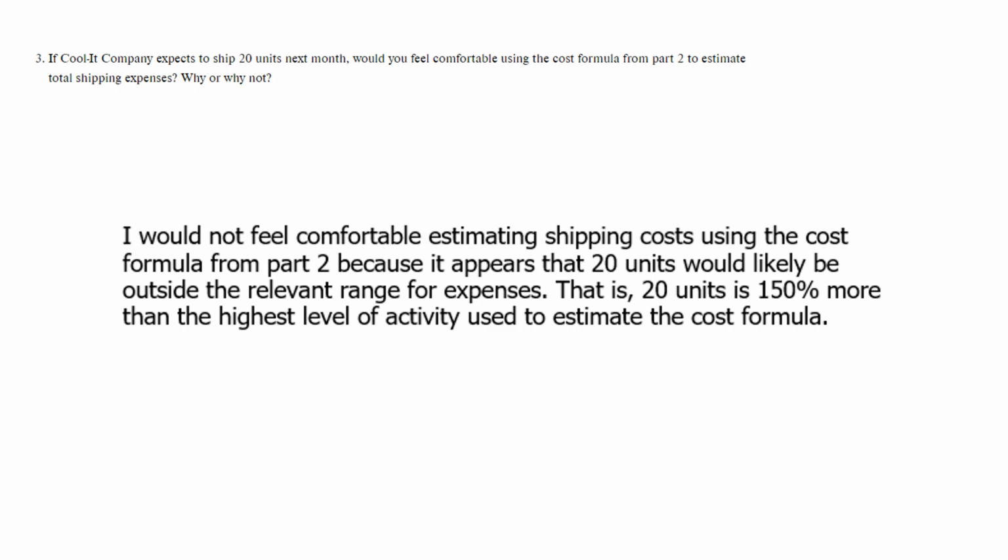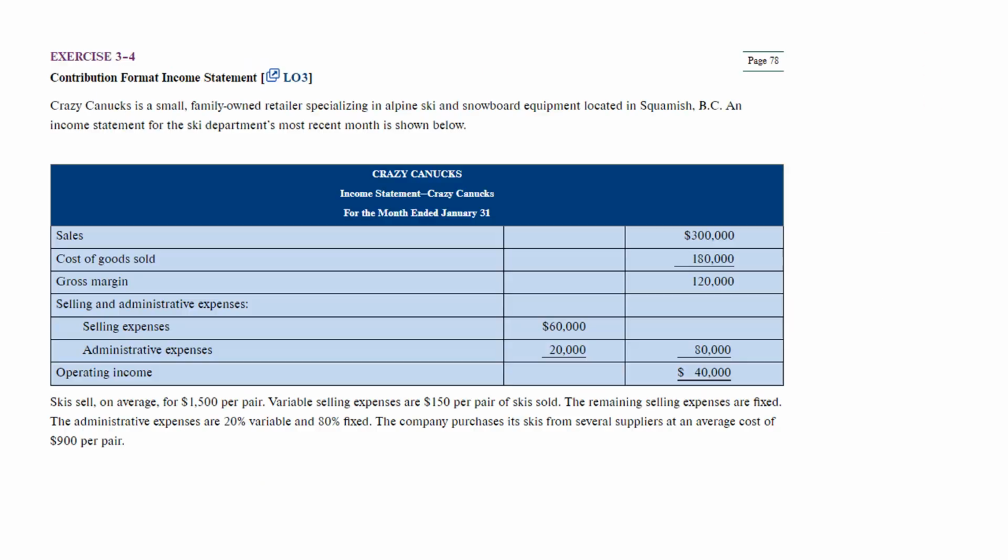So if you'll remember, when we were picking our high-low, the lowest amount we had was 1, and then the highest amount we had was 8. So the space between here represents our relevant range, all in here. So where the 20 units is outside of our relevant range, we don't know if the costs are going to behave in the way that they normally do inside this relevant range. So we would need to get more data that would include a higher number of units to be able to estimate a different cost formula for 20 units.